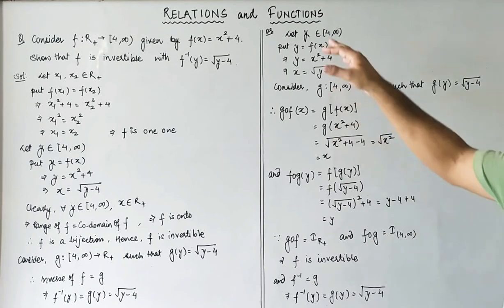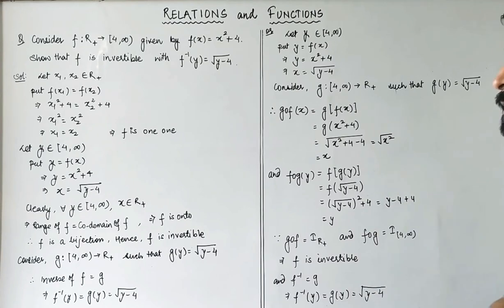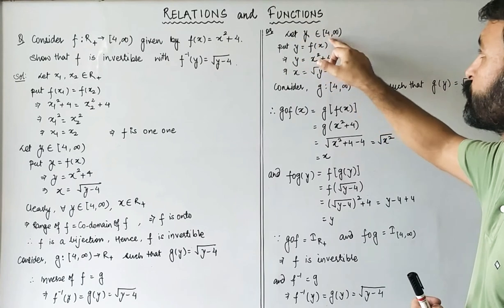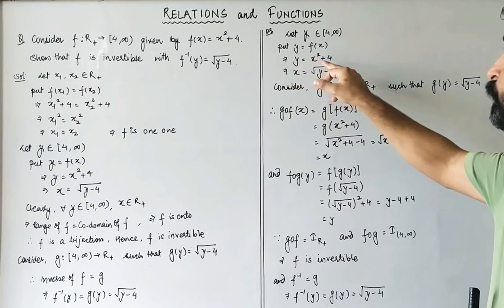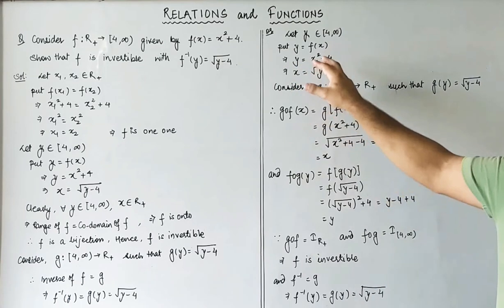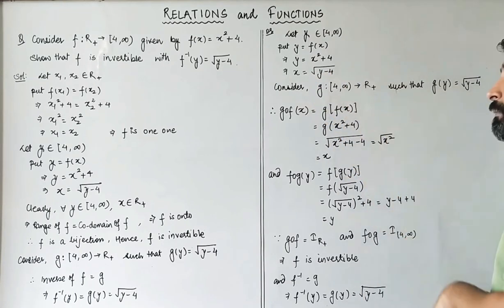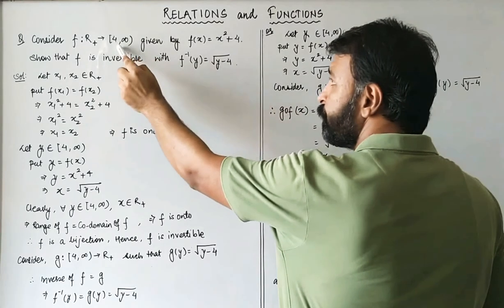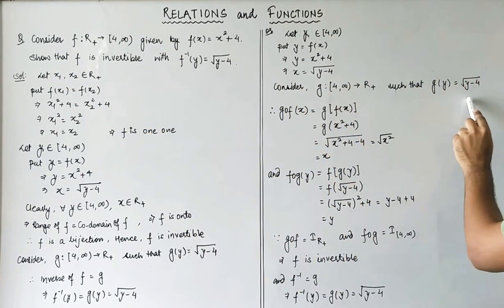Alternate method is, first we'll find a function g, or we will define a function g. So we'll take any arbitrary element from the codomain. So let y belongs to closed interval 4 to infinity. We'll put y is equal to f(x), that is y is equal to x squared plus 4. Now we will solve this to get x in terms of y. It implies x is equal to square root of y minus 4. Now we will consider a function g which is defined from closed interval 4 to infinity to R plus, such that g of y is taken as root of y minus 4.